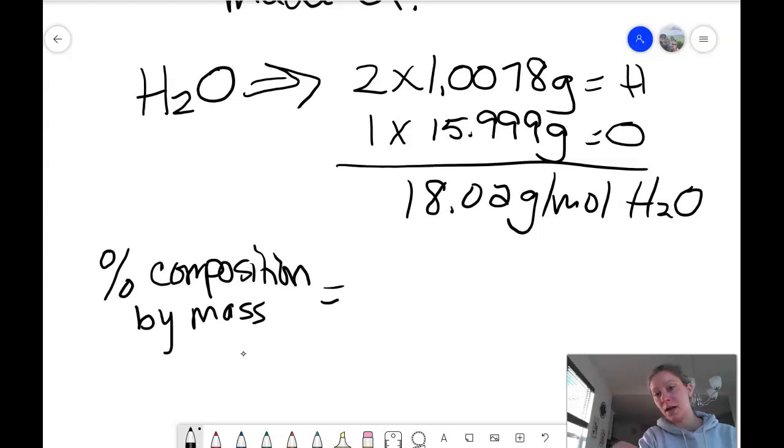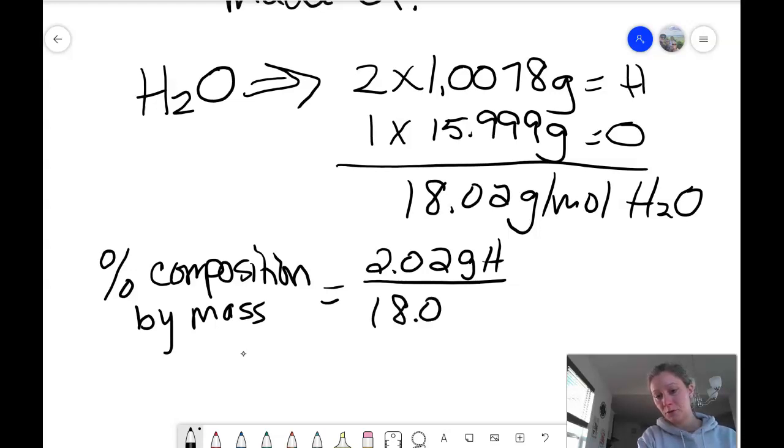So I take the 2 times 1.0078, and if you want to round to the thousandths place or the hundredths place, that's fine. Don't get overly rounding happy and round to the ones place or the tenths place, just because your periodic table does give you your masses out several digits. Try to utilize that. But if I want to do the percent by mass of hydrogen, and I am rounding, I would do roughly 2.02 grams of hydrogen over 18.02 grams of the water times 100.